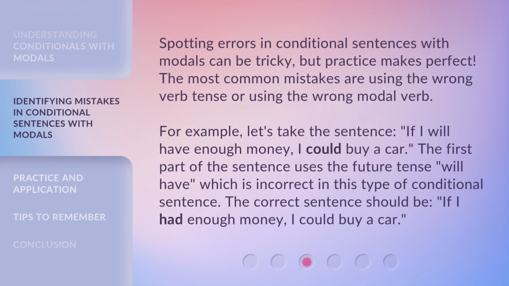Spotting errors in conditional sentences with modals can be tricky, but practice makes perfect. The most common mistakes are using the wrong verb tense or using the wrong modal verb. For example, let's take the sentence, if I will have enough money, I could buy a car. The first part of the sentence uses the future tense, will have, which is incorrect in this type of conditional sentence. The correct sentence should be, if I had enough money, I could buy a car.